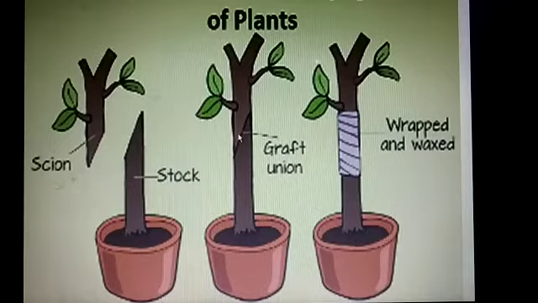And after grafting is done by us, one plant arises. This plant has the characters of both plants. And what are the examples of that? Rose, mango, apple, and so many other plants.